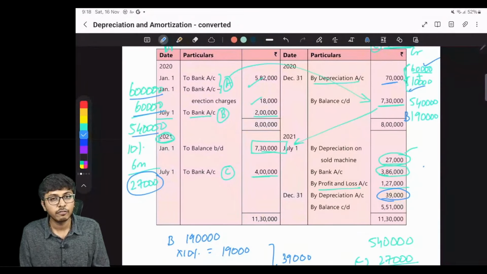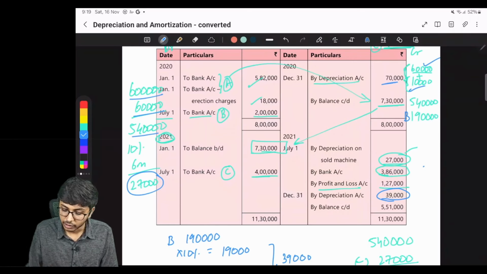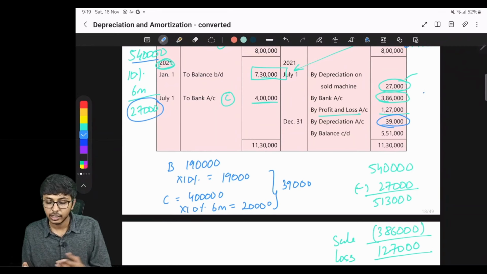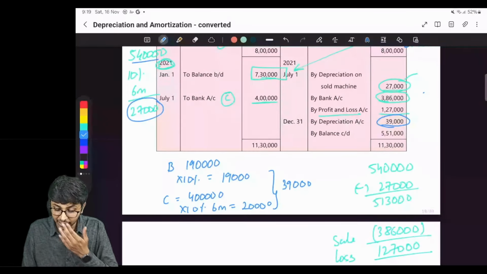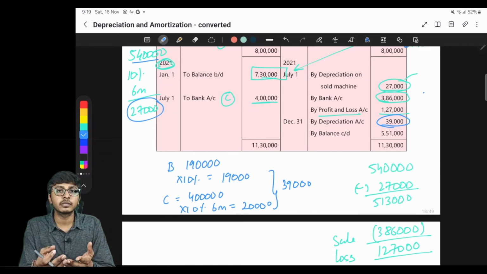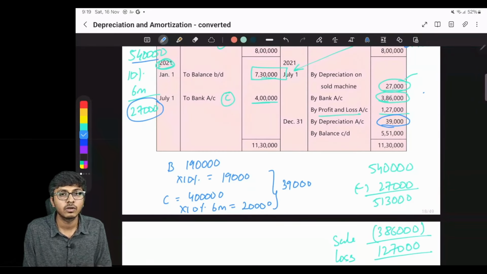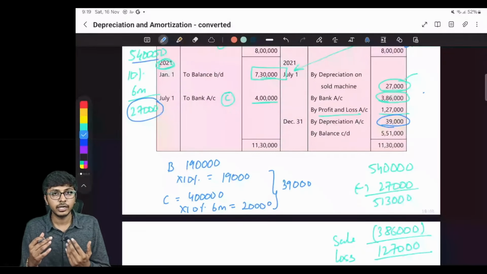Then we sold it for 3,86,000. Now you got to know that the asset which was 5,40,000 minus the depreciation, your balance is 5,13,000. Correct? Then if you sell it for less than 5,13,000, there will be a loss. Suppose you had sold it for 5,50,000 instead of 3,86,000, you would have had a profit. And instead of writing P&L on this side, you would have written it here on the debit side. That means you are increasing the value of the asset. Correct? Got it?